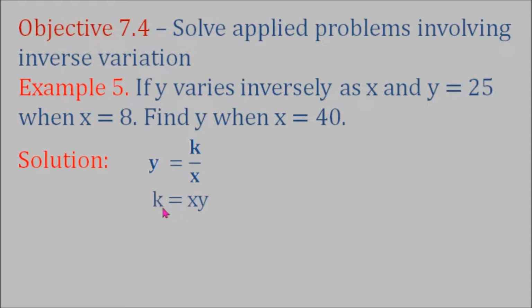And to find k, we are going to multiply x and y. So our x here is 8 and our y is 25. So that means k equals 8 times 25, and that is equal to 200.